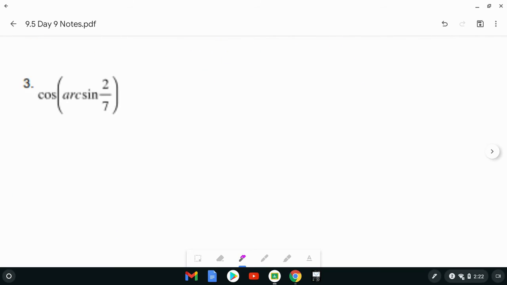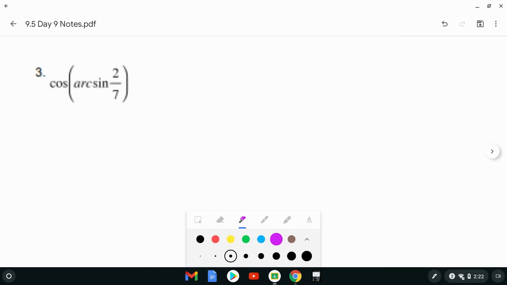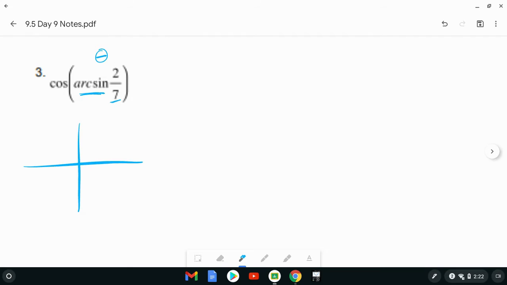Now, for a problem like number 3, where you're taking the cosine of the inverse sine, or the arc sine, of a ratio, we can't really apply that property because these are not opposites. So what are we going to do here? Well, remember when you take the arc sine or the inverse sine of a ratio, your output is going to be some angle theta. So if we go on our coordinate plane, I should be able to find an angle theta where the ratio is positive 2 over 7.